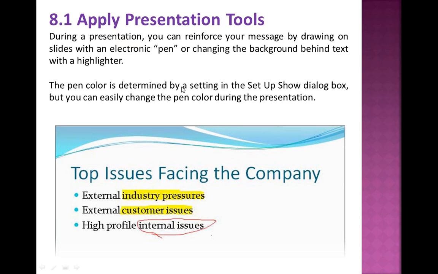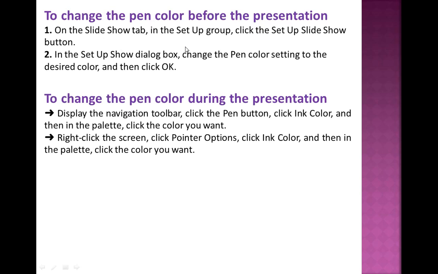The pen color is determined by the setting in the Set Up Show dialog box, but you can easily change the pen color. Means you can apply any color to the pen. Suppose in this example, the pen color is applied as red and the highlighter as yellow. So this is red or pink, this is yellow color. This is how we can apply the presentation tools. How to use?